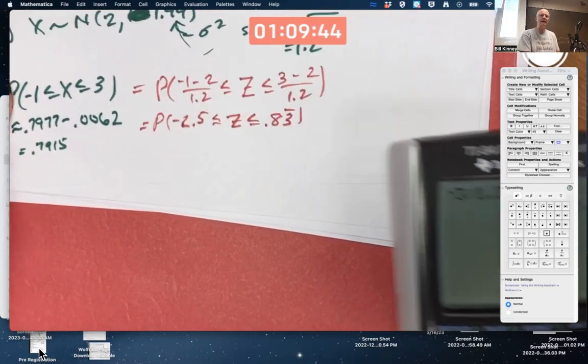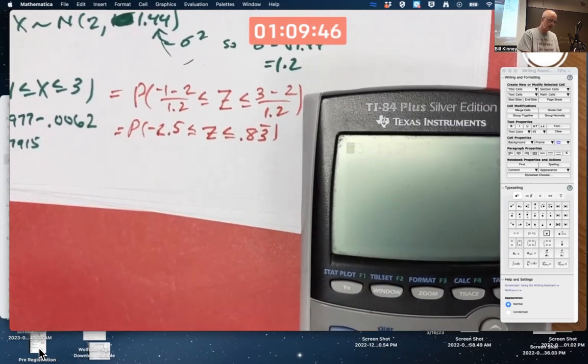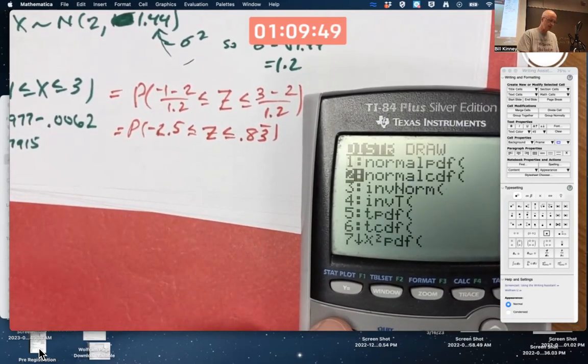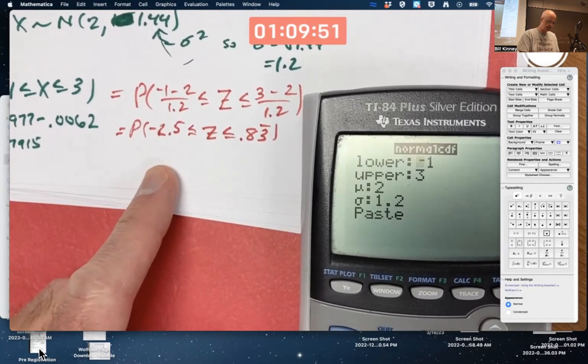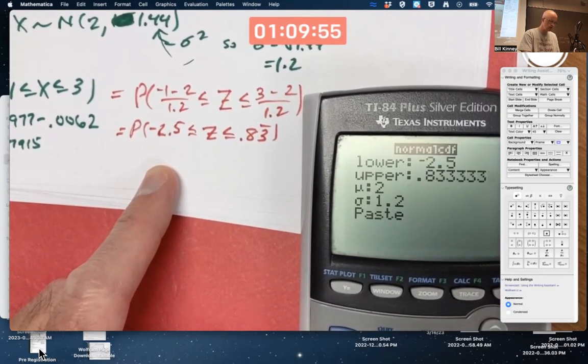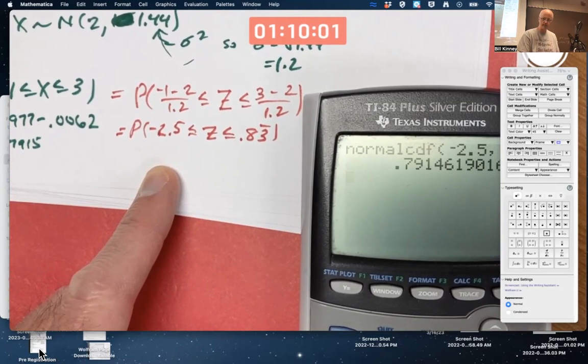So if we used our calculator with the normal CDF, change the lower limit to negative 2.5 and the upper limit to 0.833333, change the mean to 0, change the standard deviation to 1, we should get the same answer of 0.7915. Yes, we do.